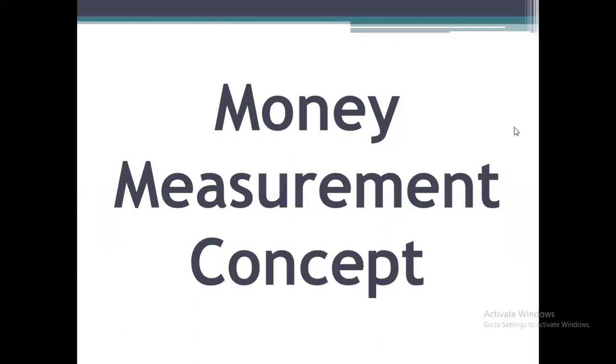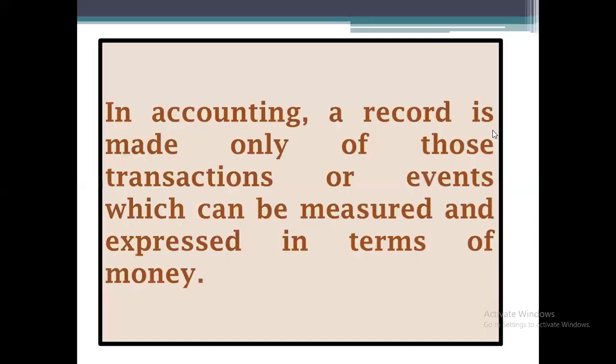Next is the money measurement concept. This concept says you need to record transactions, as you must be remembering. This was also mentioned in the definition: the term money, anything which can be expressed in money should be recorded. So this is a part of the definition of accounting. The money measurement concept says you need to record only transactions which can be expressed in terms of money. You should not record anything which can't be expressed in terms of money.